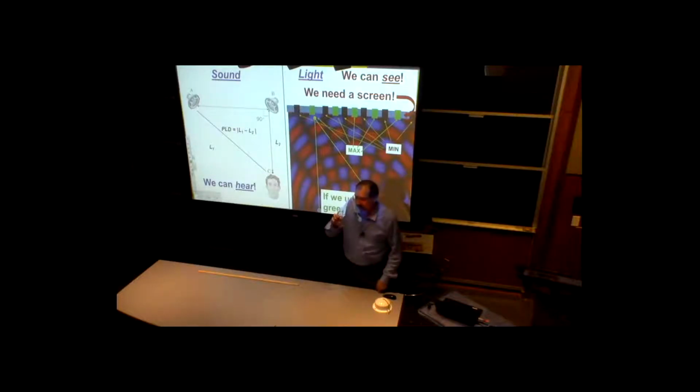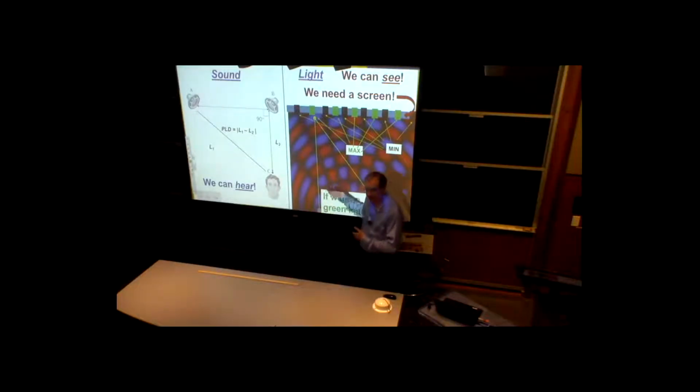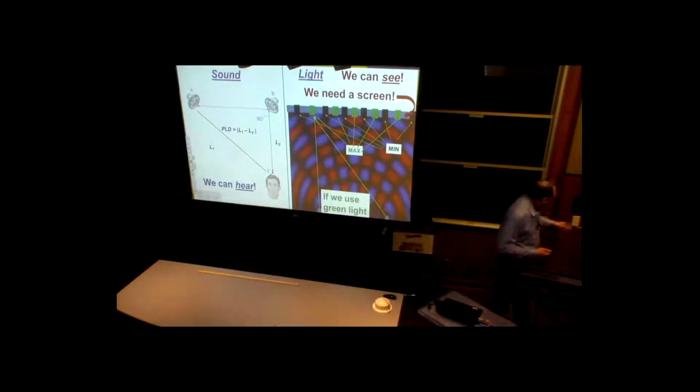Instead of an eye, we could use a photocell, place it everywhere, and measure the intensity of the voltage it generates. At the minimum, it will generate nothing, and at the maximum, the highest voltage. But of course, the easiest way is using a screen and looking at the screen.